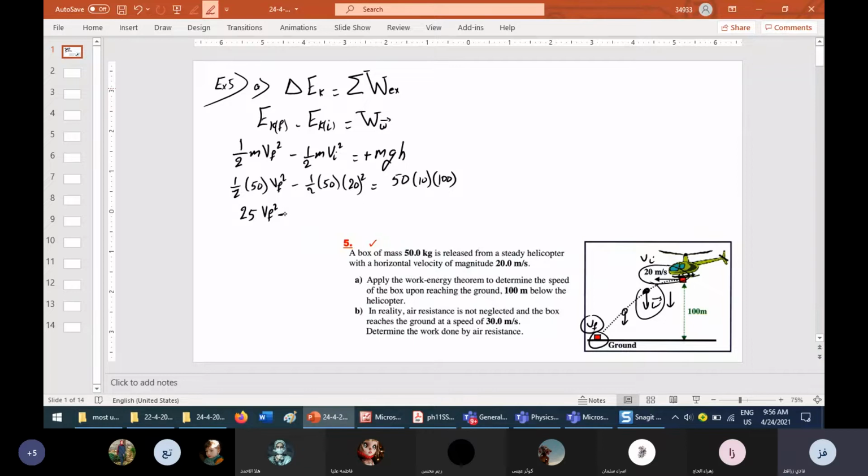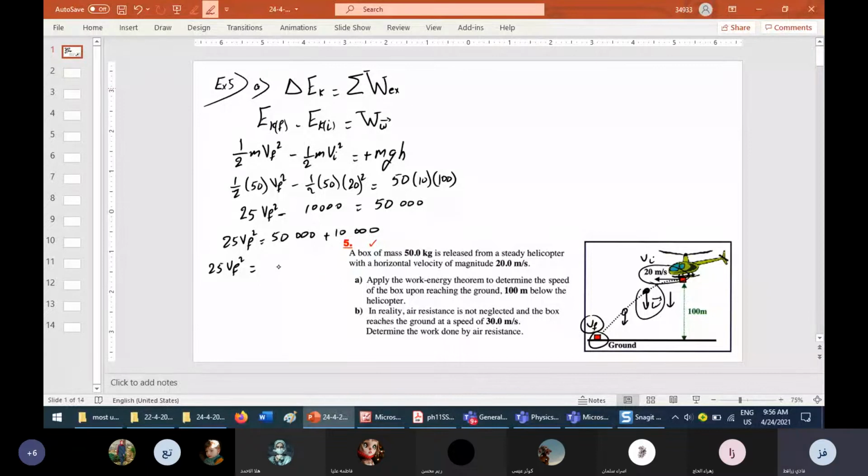Please somebody help me. 200 times 50, is it 1000? Yes, 10,000. Okay, equal 50,000. So 25 v final square equals 50,000 minus 10,000. It's 40,000. Plus, excellent, plus, I'm sorry. It's 60,000, plus 10,000.